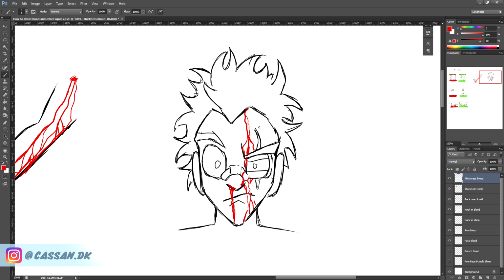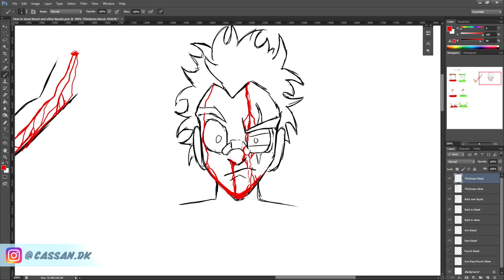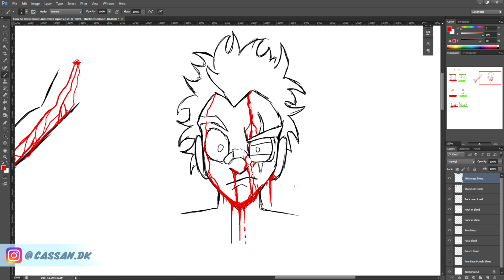And again, just thin lines. Follow gravity and just follow the shapes of the face. And start collecting it down here where you think it's gonna be dripping from. In this case, it's gonna be the chin. Then we start dripping a bit. We continue with our thin lines. And of course, our smaller drops. Just let it run over here from the ear as well a bit. Just like that. And that's how the blood would pour down over the face, just by itself.